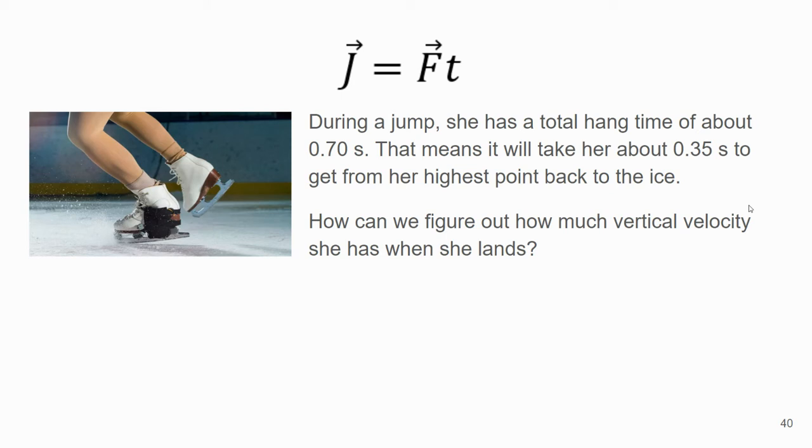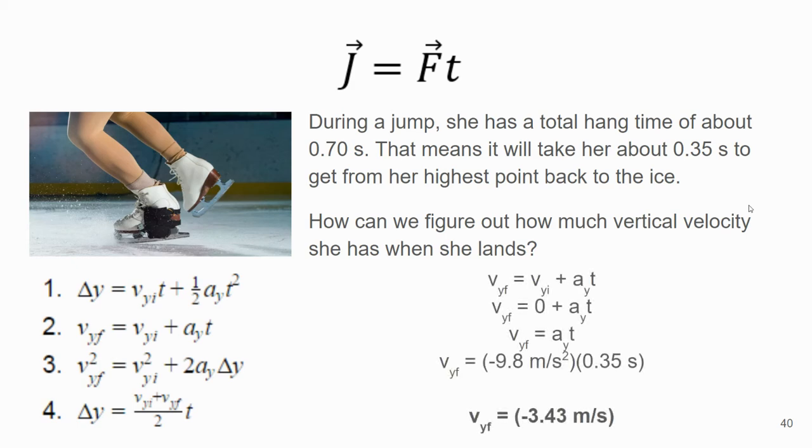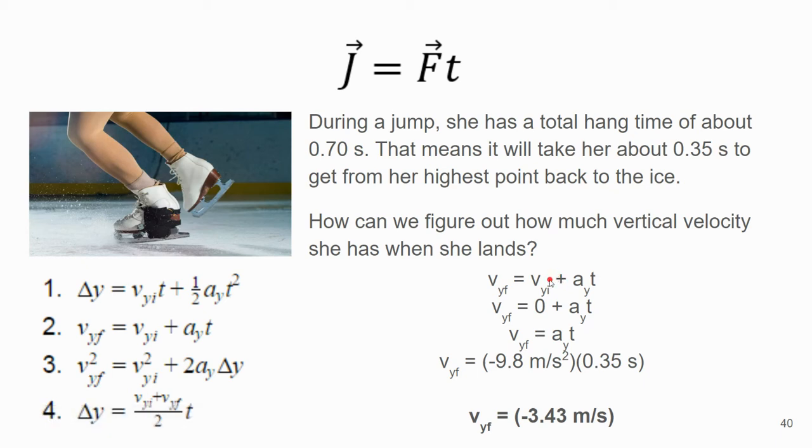So how can we figure out how much vertical velocity she has when she lands? Well, this is just a kinematics problem. So you take what you know from her highest point, her vertical velocity, so V sub y initial, would be zero. When you're at your highest point, you're not moving up or down.